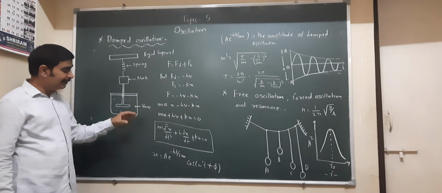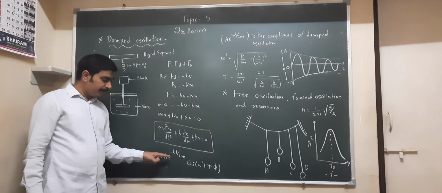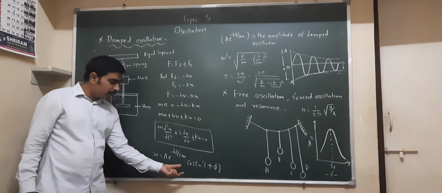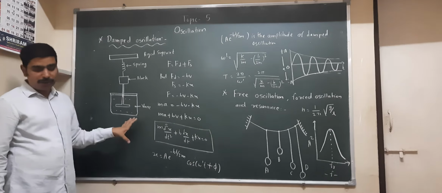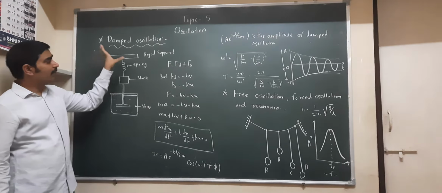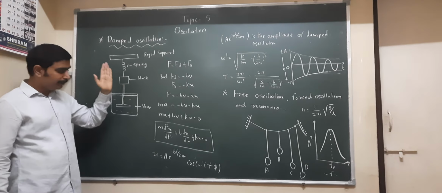The solution of this differential equation is x is equal to a e raised to minus bt upon 2m cos of omega dash t plus phi. So this is the solution of this differential equation, or we can say this is the solution of the damped oscillation.